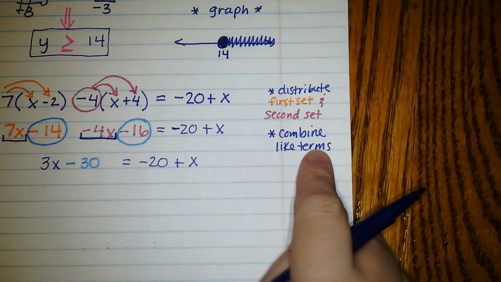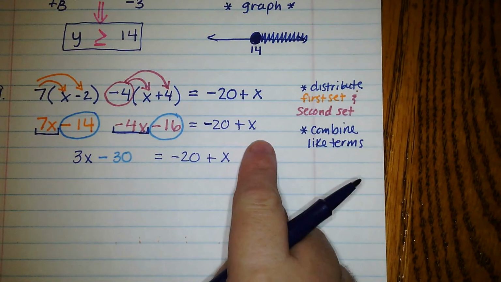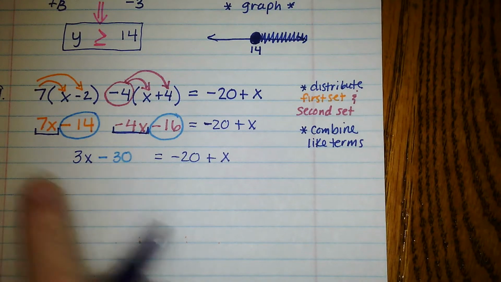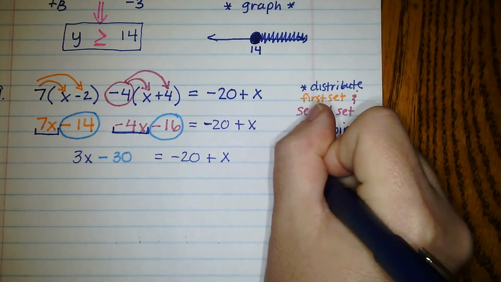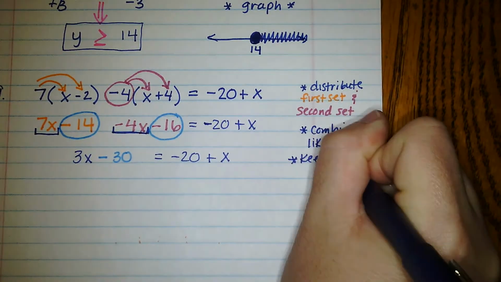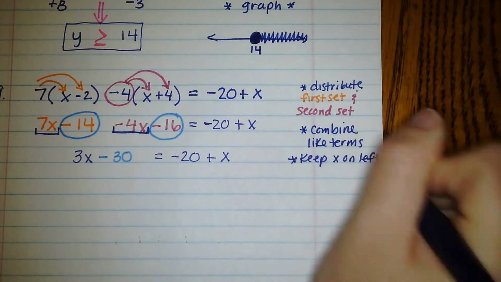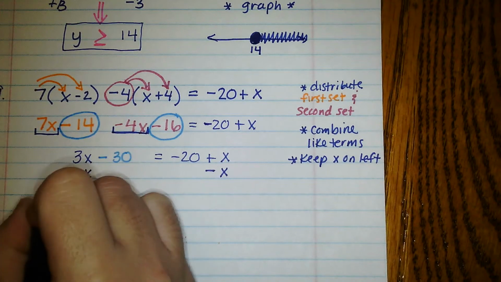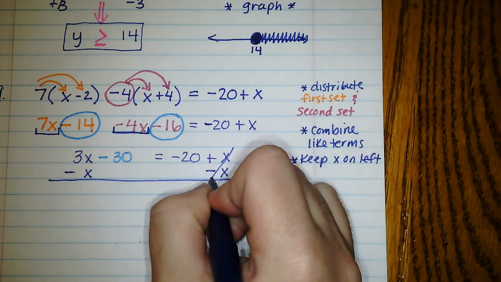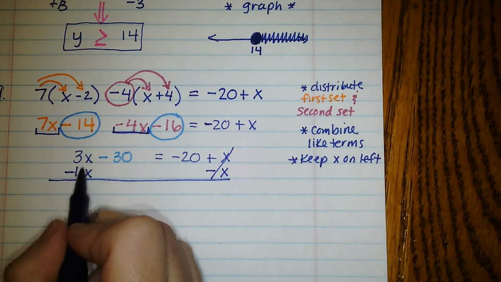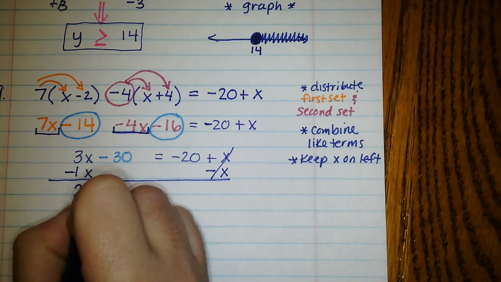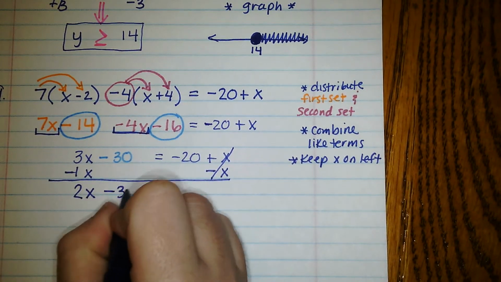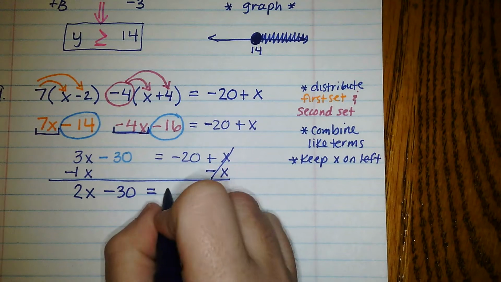So we've combined like terms, and now we need to get the x on the left. So I'm going to subtract my x over. Now remember, when we subtract x, it's really a 1x. So 3x minus x is 2x. Bring down your minus 30, bring down your equals, and bring down your negative 20.